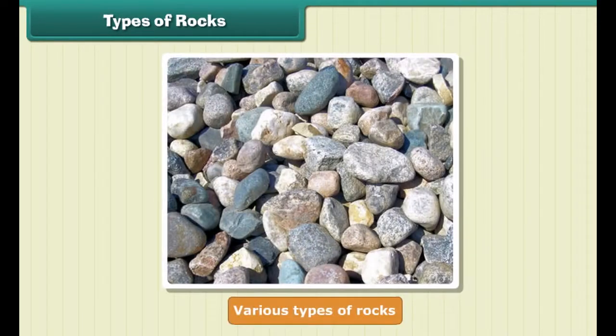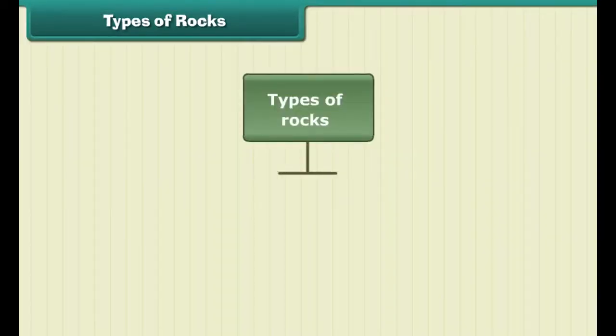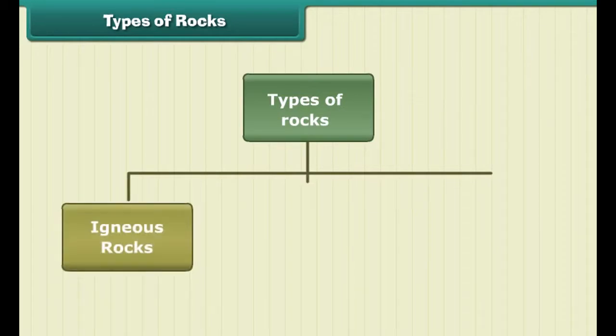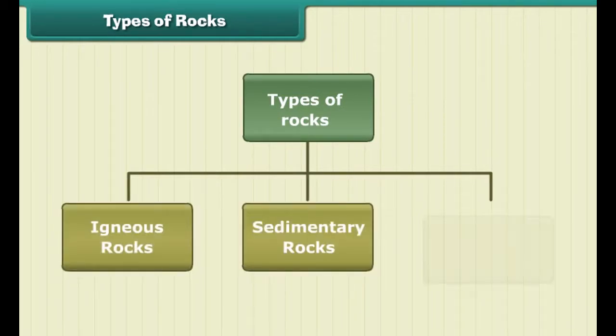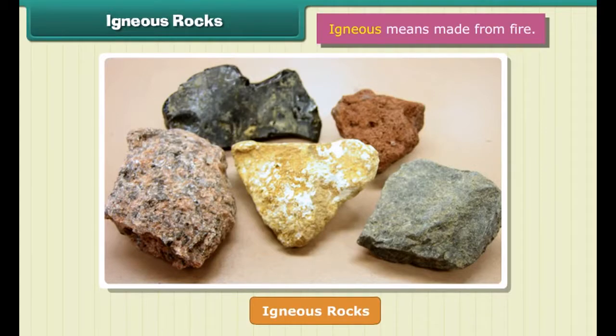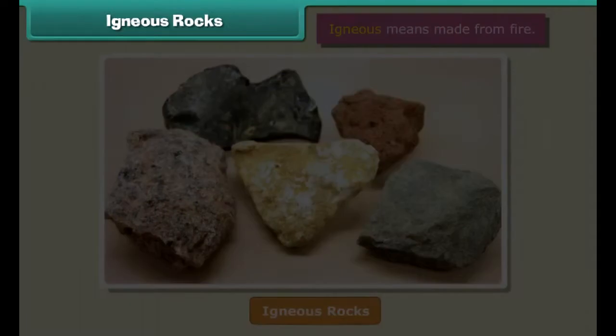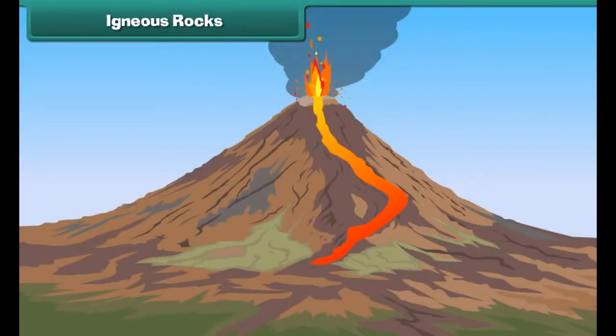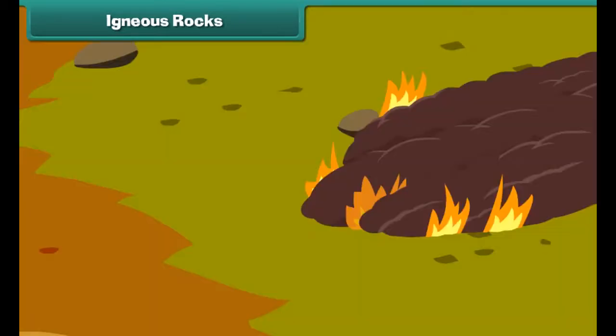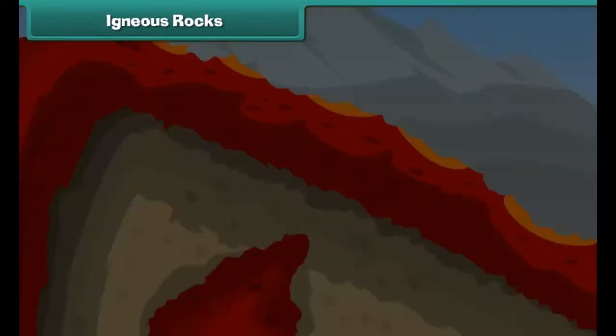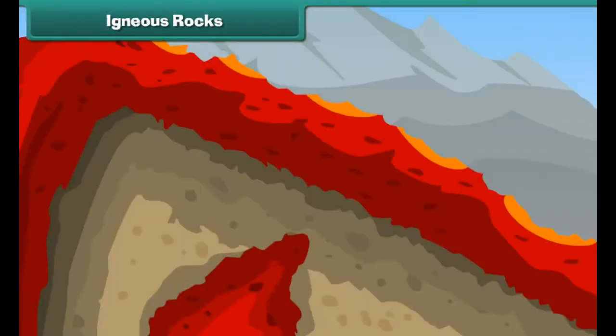Rocks can be of different size and color. The process that breaks rocks down into smaller pieces is called weathering. We now know that the earth's crust is made up of various types of rocks. The three major types are igneous rocks, sedimentary rocks, and metamorphic rocks. Let's study about them in detail.